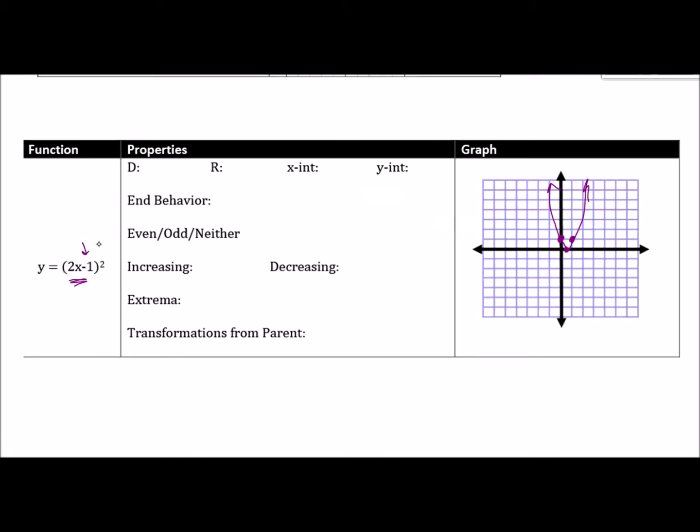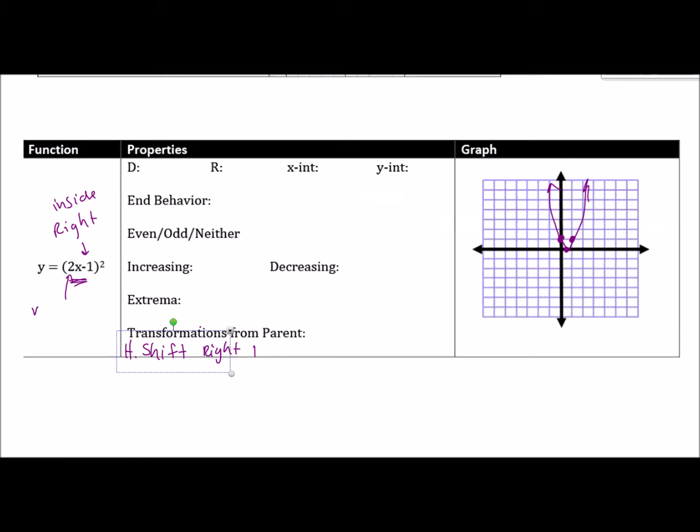So right here is the right. I know it's right because it's inside, and we're subtracting. So that makes it a horizontal shift, right 1. Technically, if you looked at the graph and compared it to the transformation, it actually only moved right 1/2, and that's because of this guy right here.